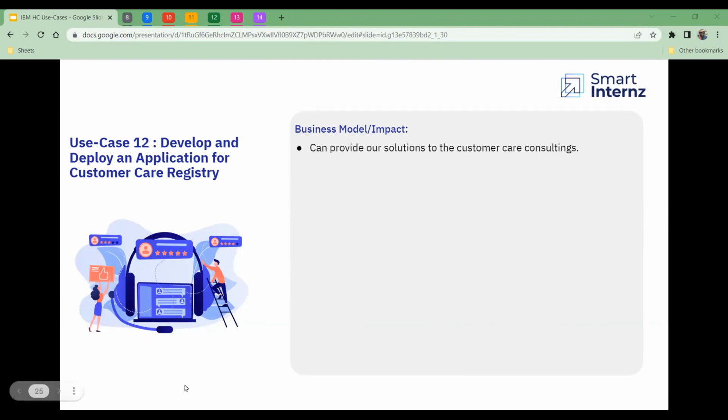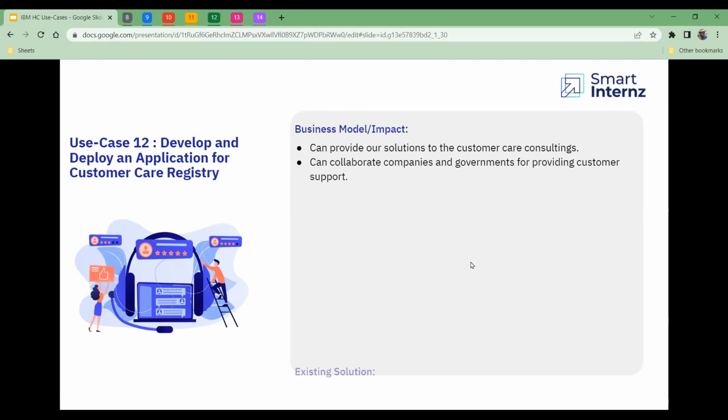Not only this, we can also generate revenue by collaborating with governments or companies by providing customer support. We can also implement an automatic chatbot that can answer a few frequently asked questions. We can implement more in this and generate more revenue out of this customer care registry.